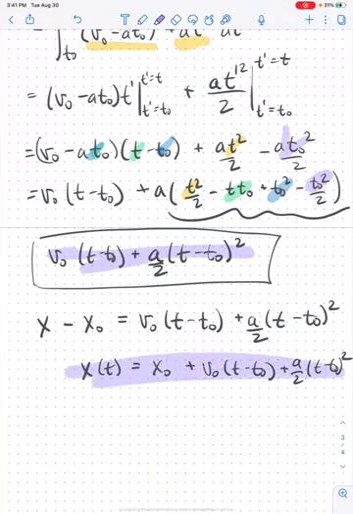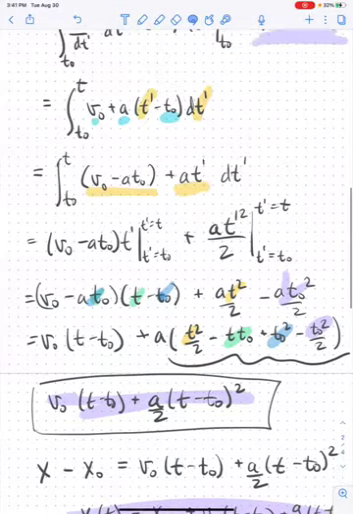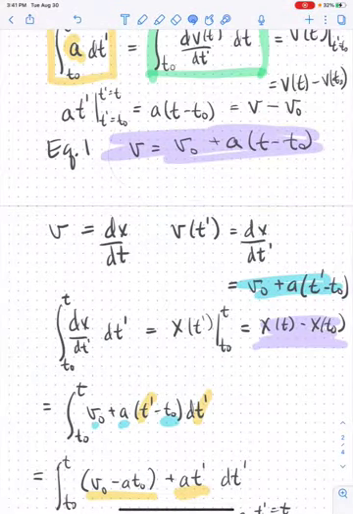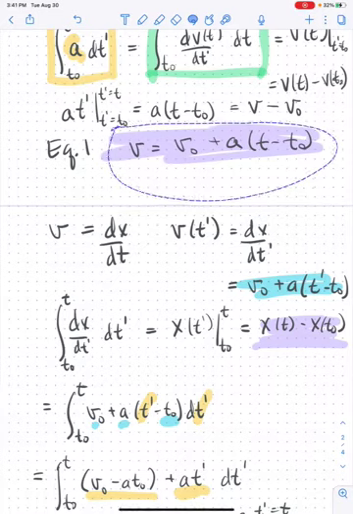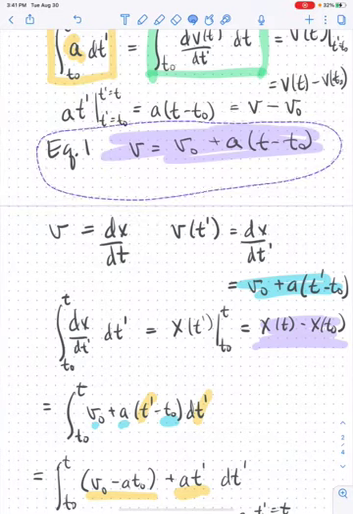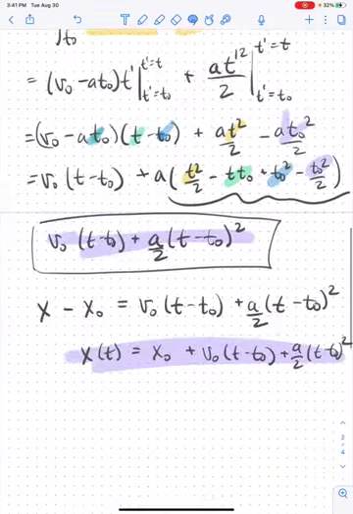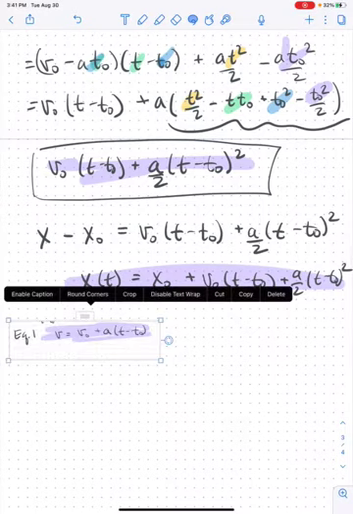Now, this one here, and then our second one up here. I'm going to copy it down below. Put them together.